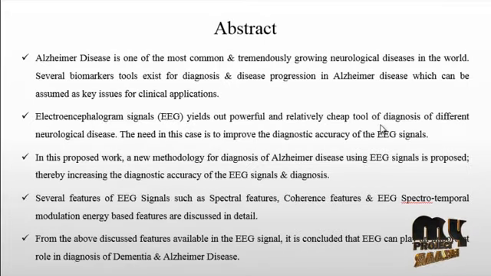Let us discuss the abstract of the project. EEG is an electrophysiological monitoring method to record electrical activity of the brain. EEG measures voltage fluctuation resulting from ionic current within the neurons of the brain. In a clinical context, EEG refers to the recording of the brain's spontaneous electrical activity over a period of time.